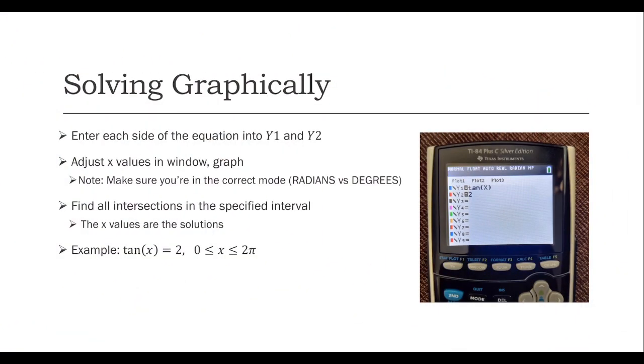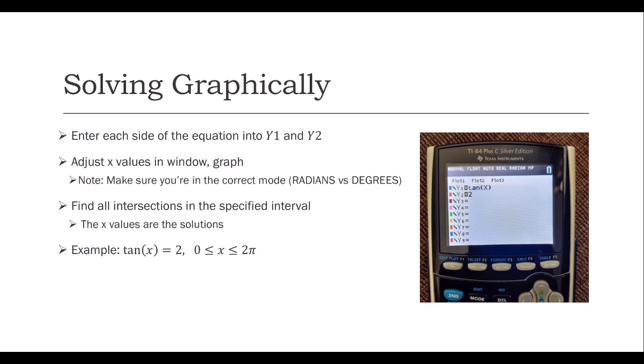So to solve a trigonometric equation graphically, you'll enter each side of the equation into y1 and y2. Then you'll adjust the x values in the window and hit graph. Just a note: make sure you're in the correct mode, radians versus degrees, because if you're in the wrong mode, the graph will look completely different. Then you'll find all intersections in the specified interval, so your x values would be your solutions.